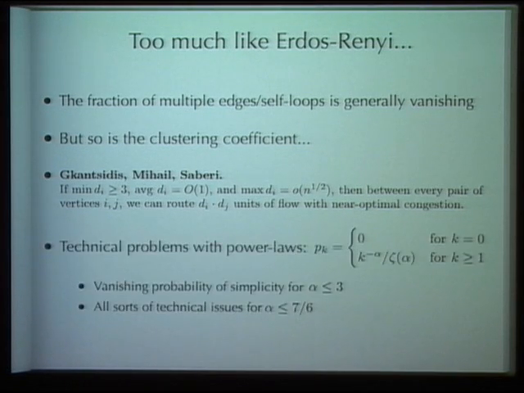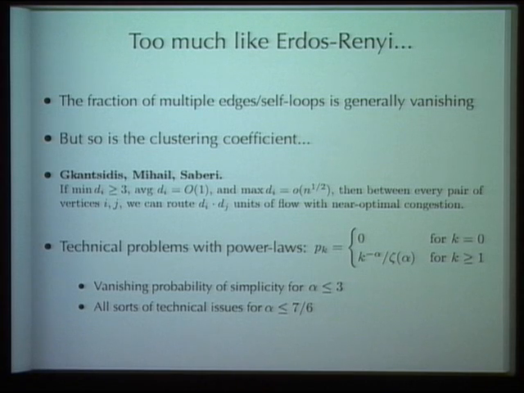Now, from a technical point of view, if one really wants to deal with power laws using random graphs with a given degree sequence, it turns out they're not necessarily the best tool, for technical reasons. So there is a vanishing probability of simplicity if the degree sequence drops with an exponent which is anything less than 3, and things then completely fall apart if the exponent becomes less than 7/6, even if one is willing to tolerate multiple edges.